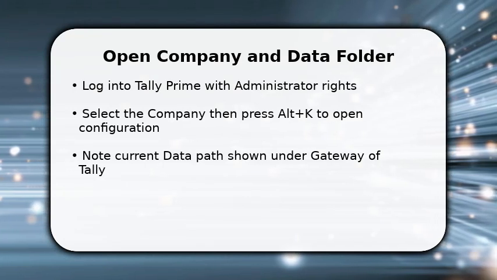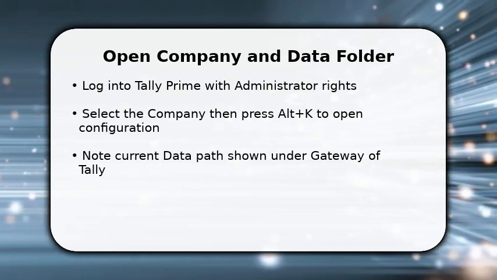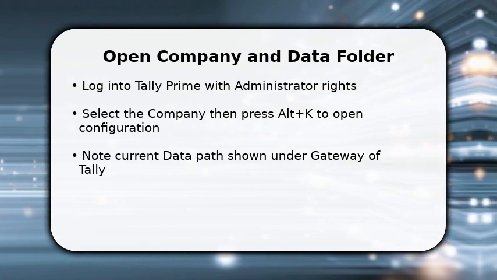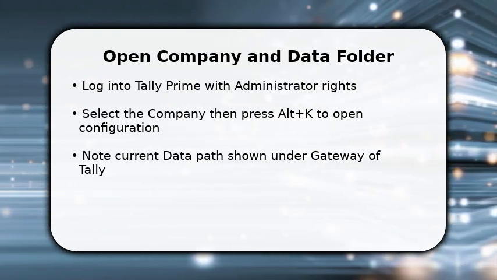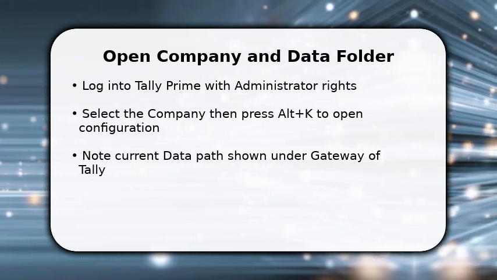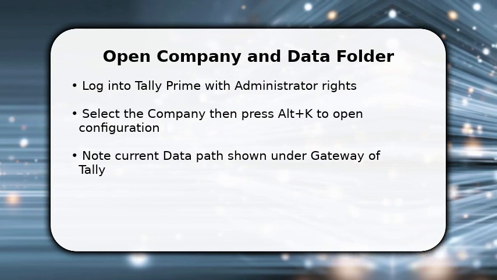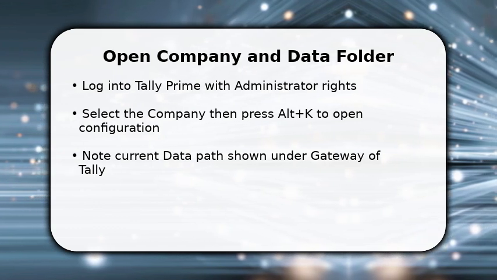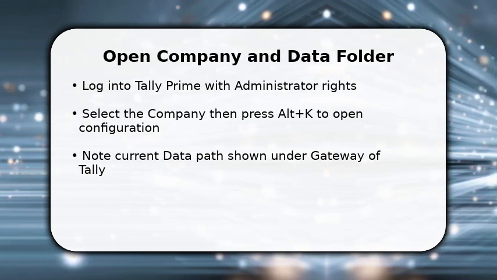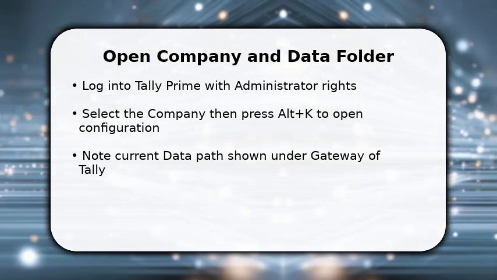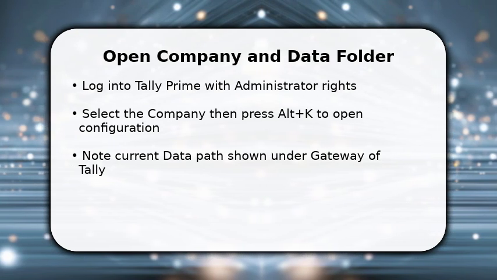Enjoy the video. You start by opening Tally Prime and signing in as administrator so you can change system settings. Once done, select the target company and press Alt+K to open configuration quickly. This reveals current paths and basic options. Make sure you note the displayed data path under Gateway of Tally because you will compare it after saving. This first step confirms you have rights and the correct company loaded, which prevents accidental changes to other company data.